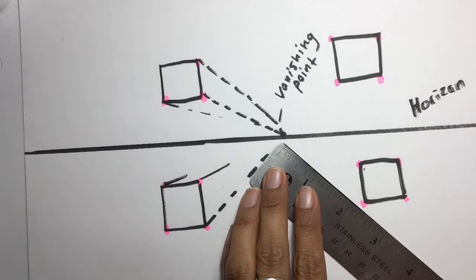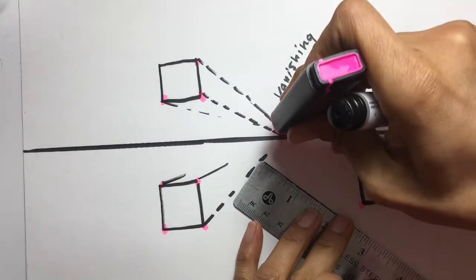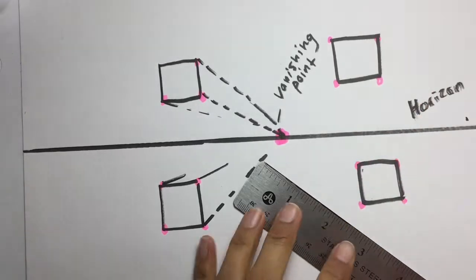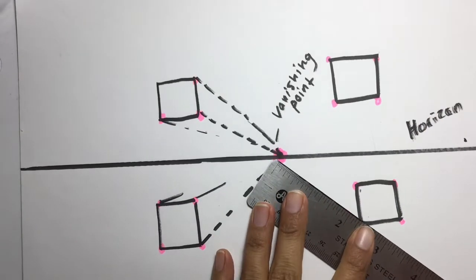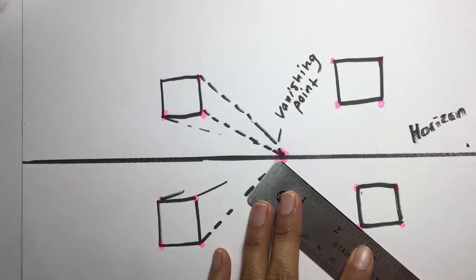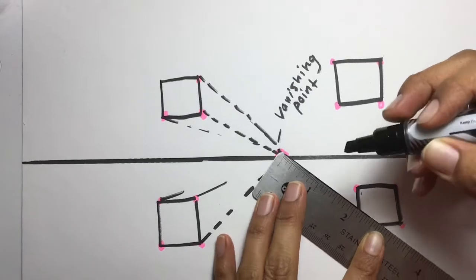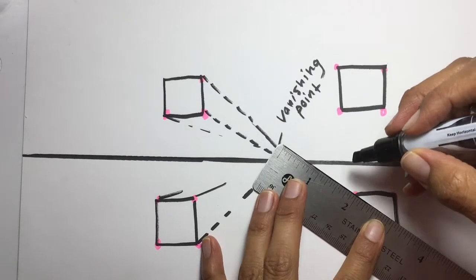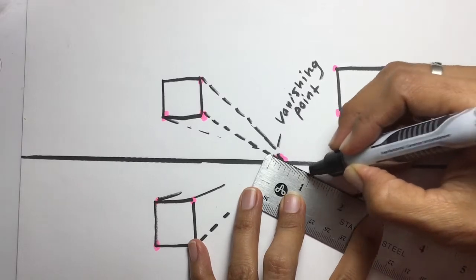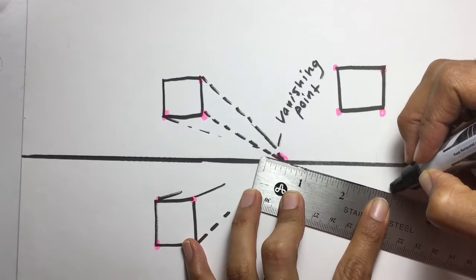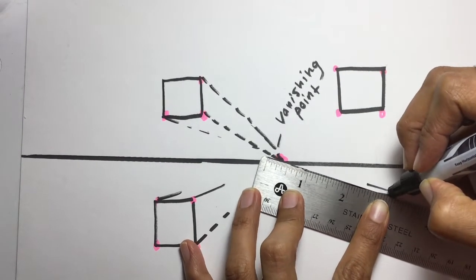So don't forget your vanishing point, because if you're not using it, if you're just pretending that you're using it, it's not going to look right. So mark the corner to the vanishing point. I can't see this one, it'll overlap, so I'm not marking that one. And the same. So go ahead and use all the way to the vanishing point.